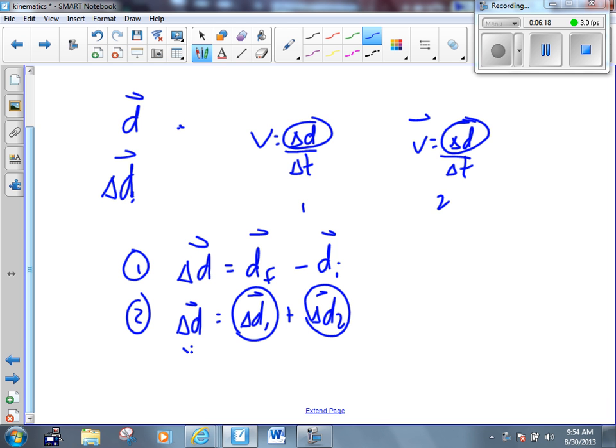One more. We drive 150 kilometers to Red Deer. Then we drive 170 kilometers to Edmonton. What's the total displacement between us and Edmonton?